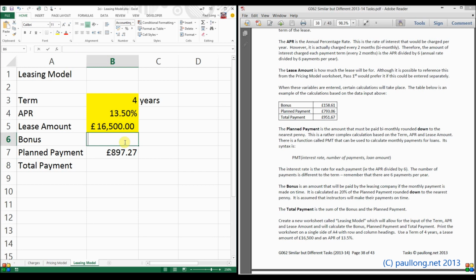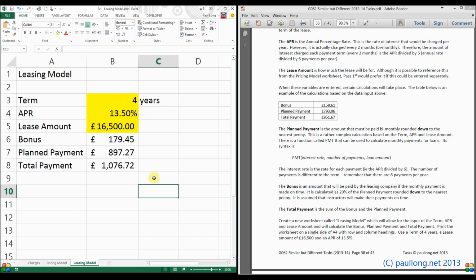Right, the other 2 functions are quite easy. So the bonus is going to be the planned payment times 20%. So that's multiplied by 0.2, or times 20 divided by 100. The total is going to be the sum of these 2. So it's going to be that one plus this one. There we go. Now let's just change this so that we've got proper currency and it's all consistent. And now we're ready to print.